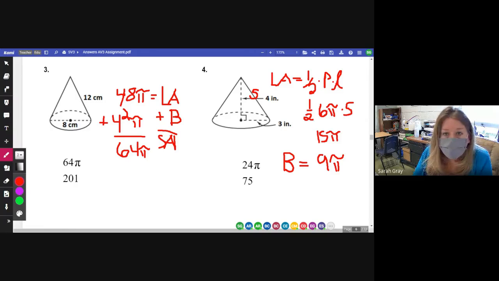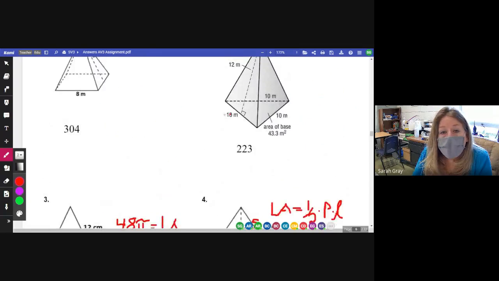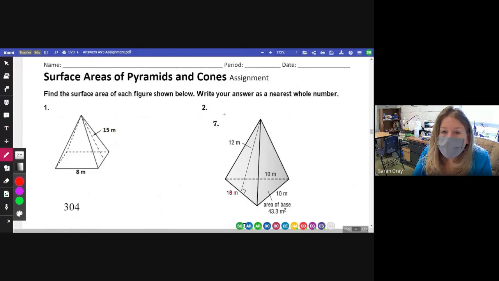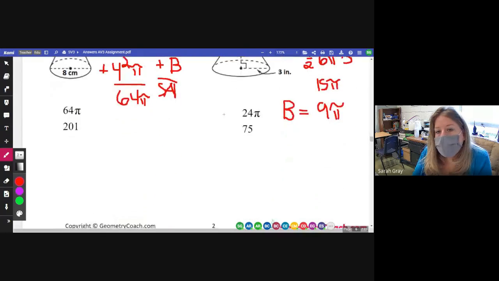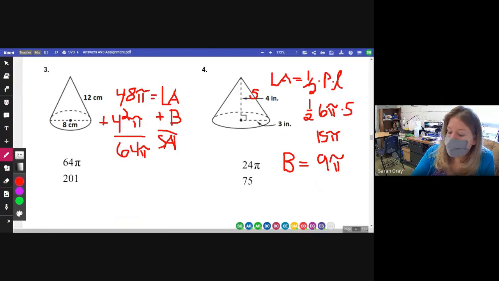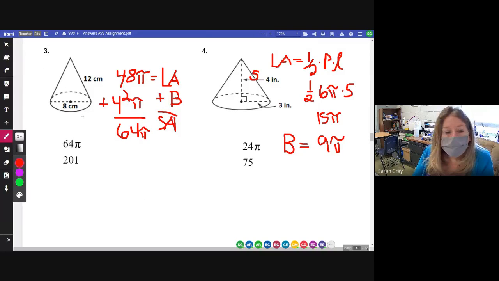Cool. Well, do we change that to look at time? The direction said write your answer as the nearest whole number. So that's how I got this. Go ahead and change it to the 75, because 24 times pi is close to 75. And then it'll be inches squared because it's area.